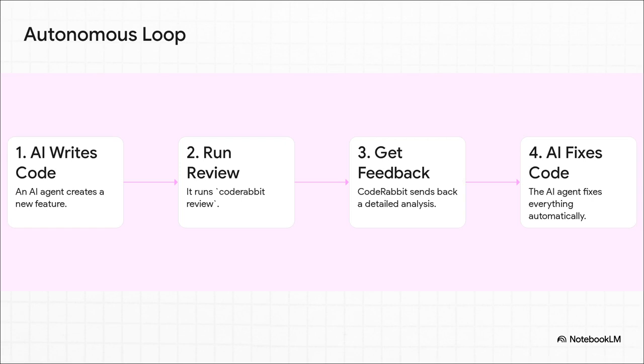Step 1, an AI agent writes some code for a new feature. Step 2, it then runs a CodeRabbit review. Step 3, CodeRabbit sends back a detailed analysis. And then, this is the magic part, the original AI agent reads that feedback and fixes its own code. It creates this cycle where AI writes, reviews, and refactors all by itself until the code is good to go.